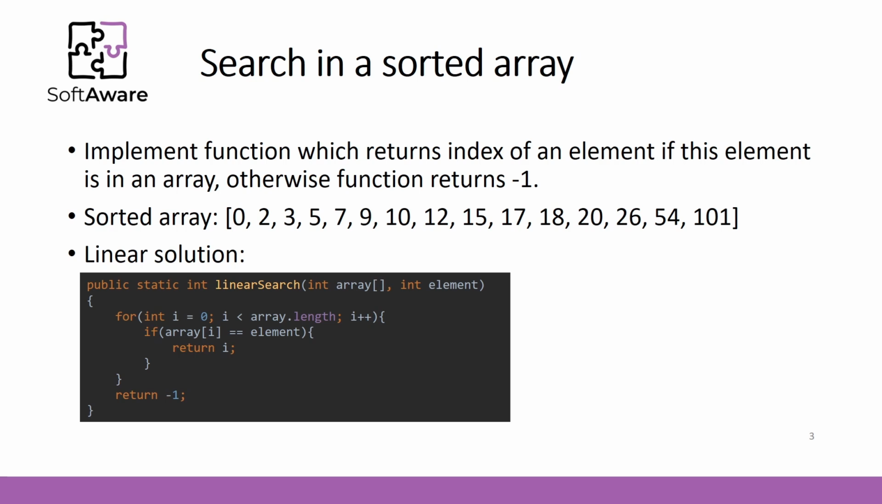Let's solve some problems in order to show how different search algorithms work. We will search for a particular number in an array of integers. Our function must return the index of the element if this element is in the array, otherwise it must return -1. First we will implement the linear search, which belongs to the group of the sequential search algorithms.